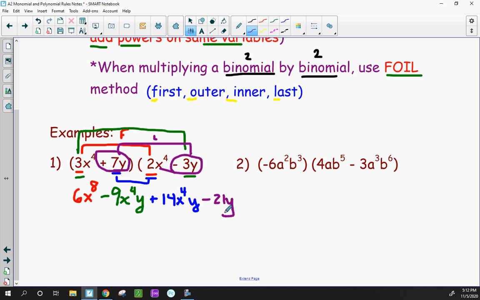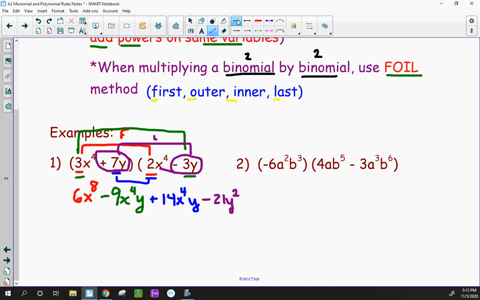And be careful here because remember, you're supposed to be adding powers and there's little ones here that you just don't see. And so it's going to be y to the second. There we go. So it's 21y to the second power.